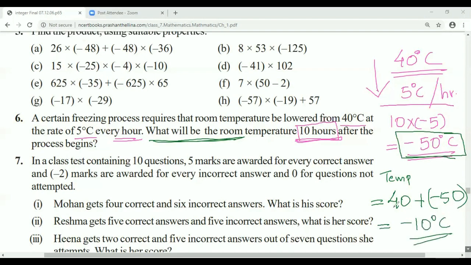Here we are finding the difference and putting the sign of the number having the greater absolute value. That is, we are putting the sign of 50, that is negative. So negative 10 degrees Celsius is the temperature after 10 hours.